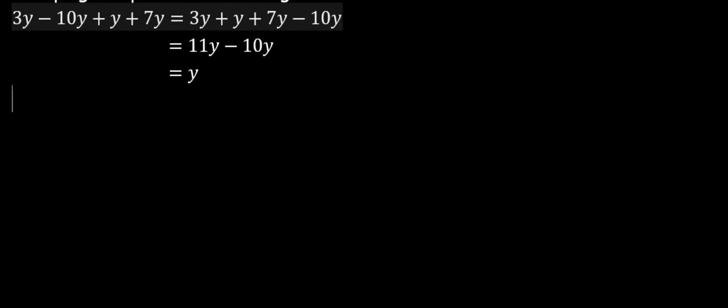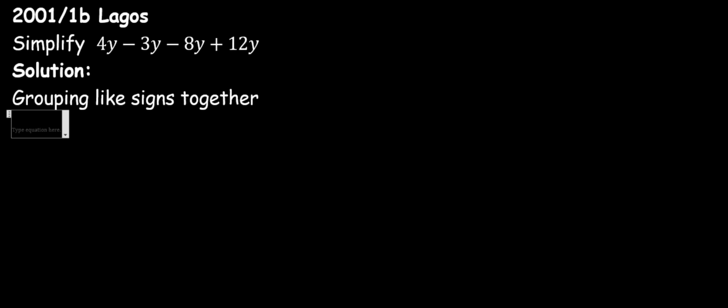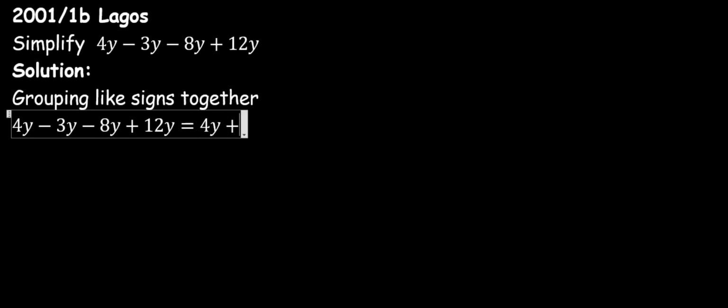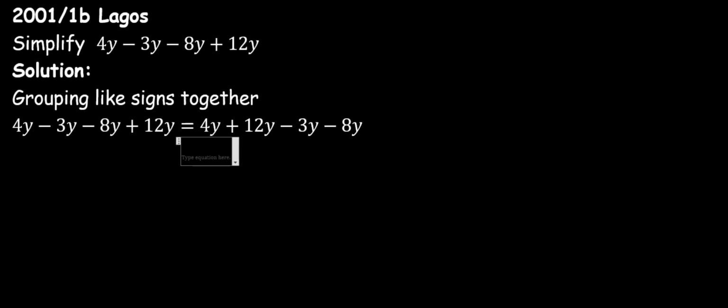Another example. Simplify 4y minus 3y minus 8y plus 12y. Solution. Grouping like terms together, we have 4y minus 3y minus 8y plus 12y will be equals to 4y plus 12y minus 3y minus 8y. And that will be equals to 16y minus 11y. And that will be equals to 5y. We've come to the end of this subtopic.